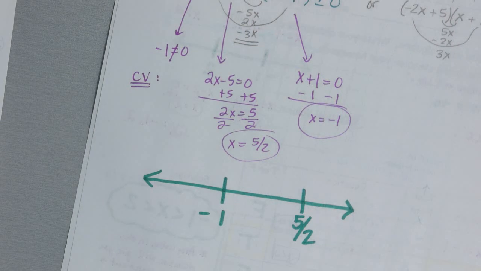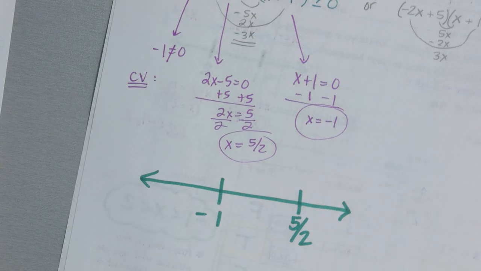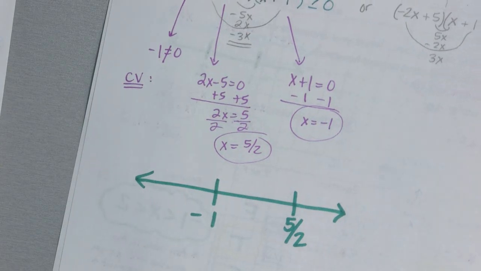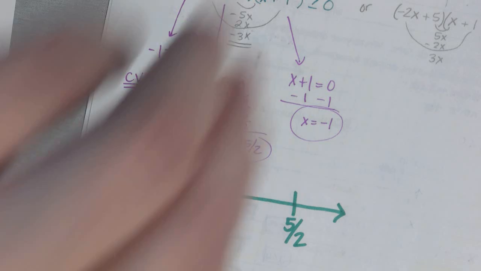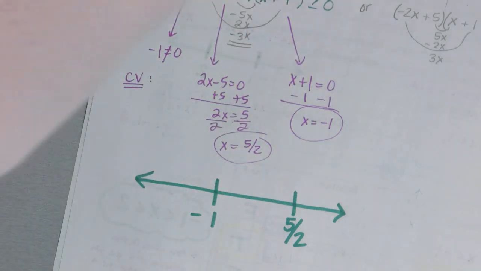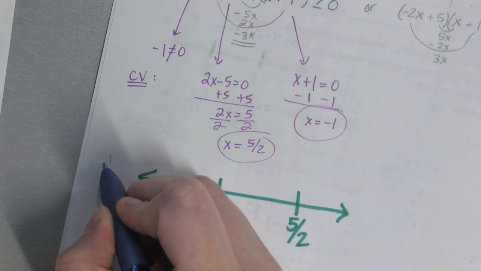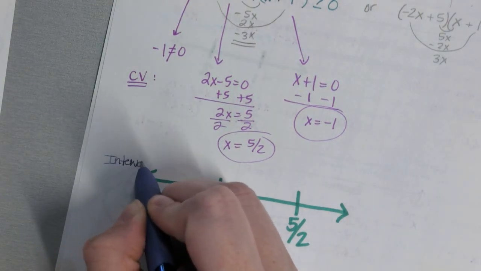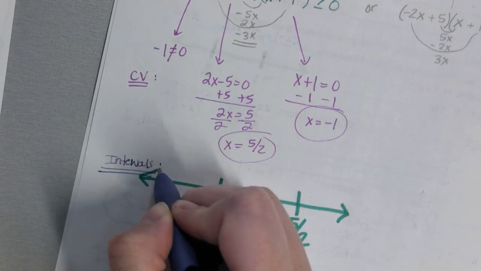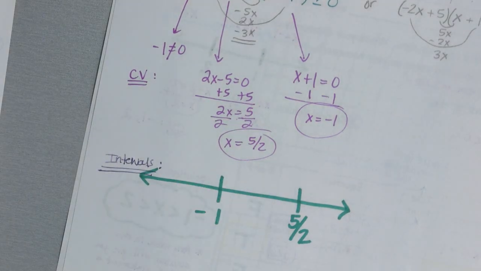Great. Okay, and now we're going to write our intervals. I'm going to give you a minute to see if you can write those. Okay. How many intervals should you have? 3. Okay, so 3 intervals. After the intervals, you're going to find the what?